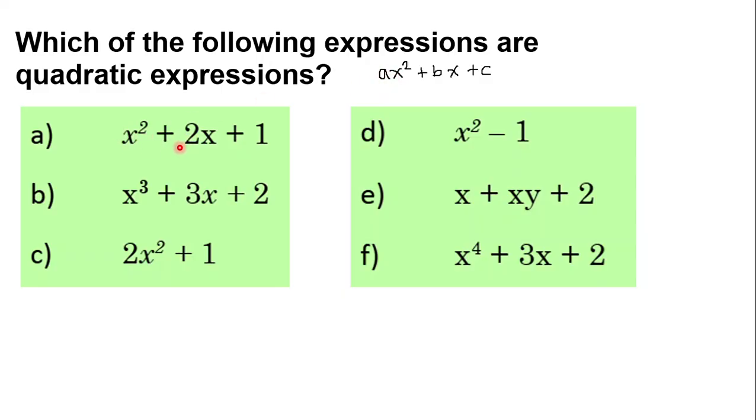So let's look at the first one. In the first one, a is a 1. There's a 1 over here. So a is equal to 1. b is positive 2. And c is positive 1.